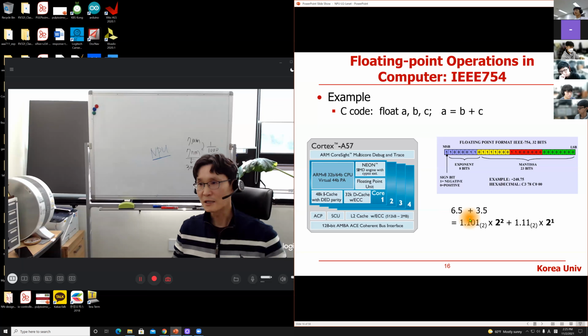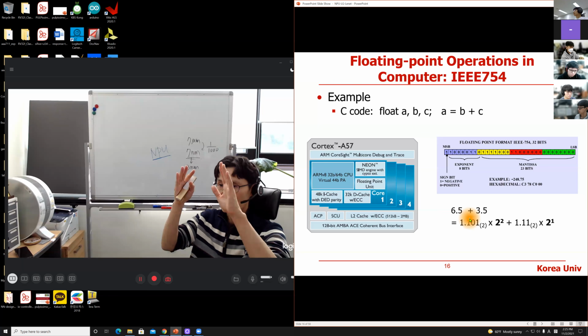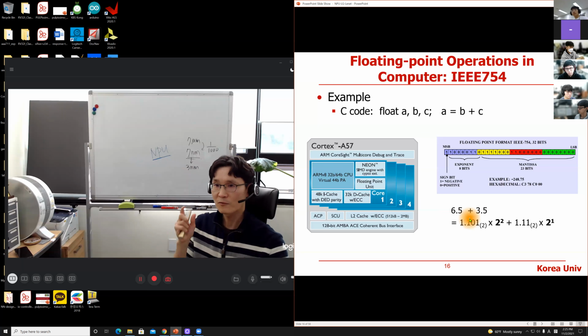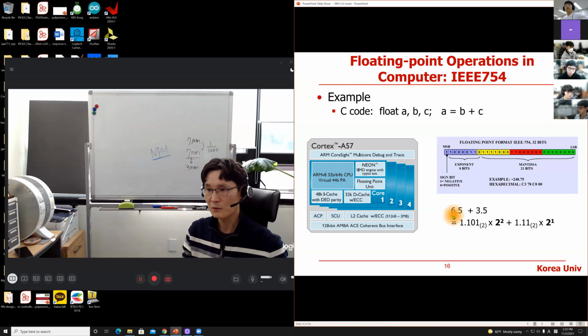So it is not like integer, right? Integer operation, you need just a simple adder. But for floating point operation, think about this, addition: 6.5 plus 3.5. How do you store that number in memory first?